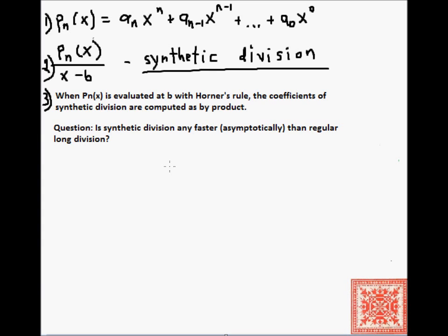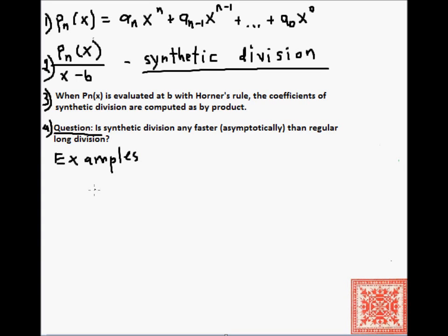We can just keep track of the iterative values of the nth degree polynomial that we're evaluating at b with Horner's rule, and they turn out to be the coefficients of synthetic division of that polynomial by the factor x minus b. And the question for this screencast is, is synthetic division any faster asymptotically than regular long division? Because we can naturally ask, well, why do we need synthetic division? Why not do just regular long division? Can we do any better, or are we better off with synthetic division, right?